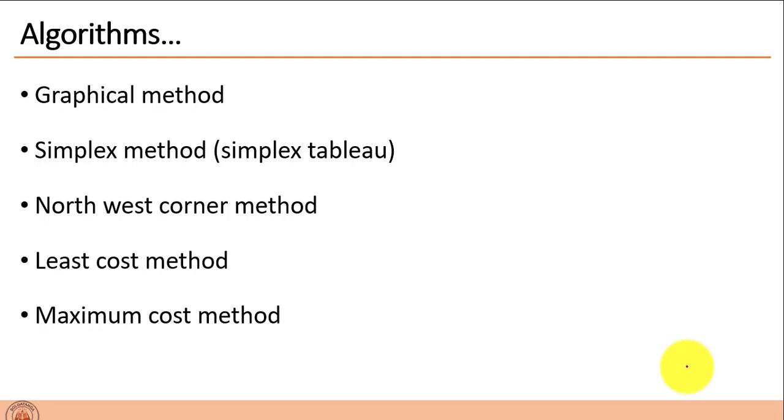You want the simplex method, that is also an algorithm that we have to go through processes until you get to the final stage where you pick out a combination of your solution. Now you have the northwest corner method, we have the least cost method, and we have the maximum cost method. These are the algorithms that we are going to look at in the course of this series. Okay, so let's look at the first one. How do we perform a graphical method?